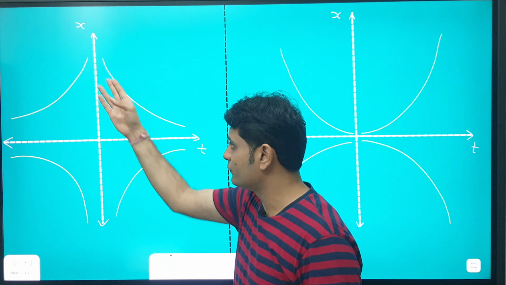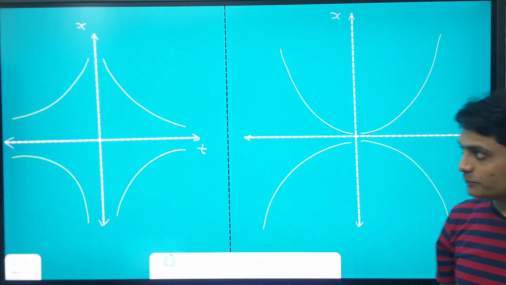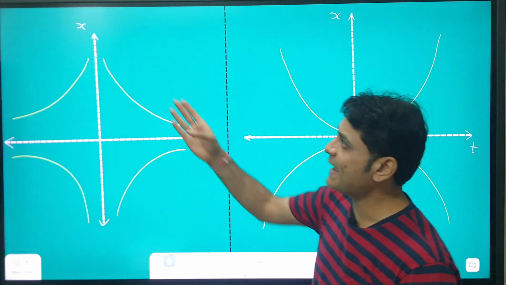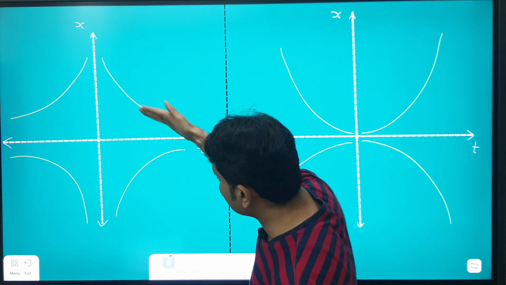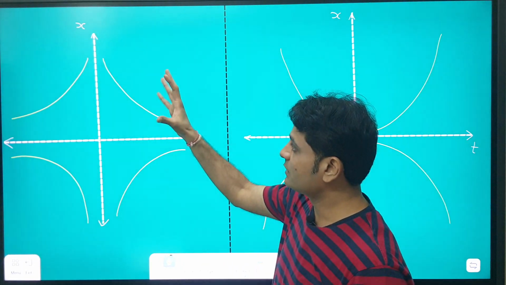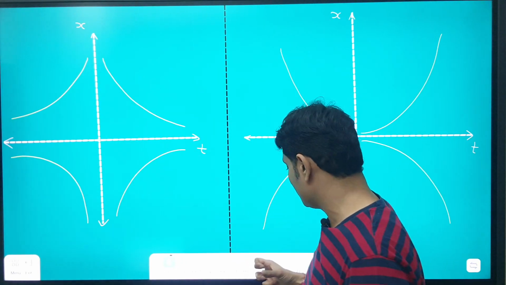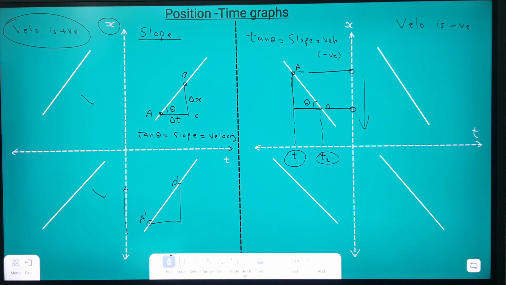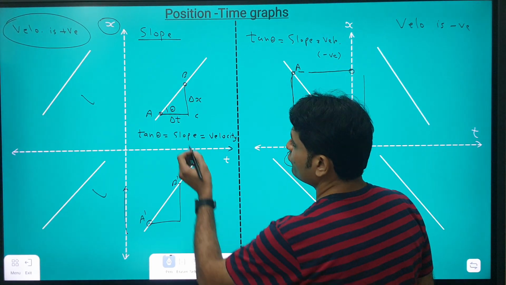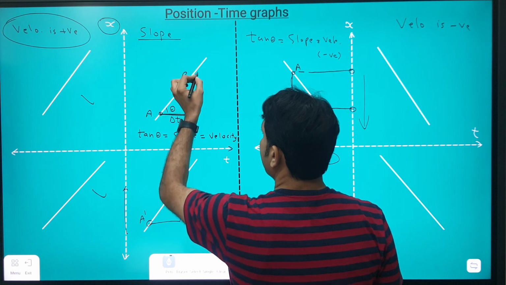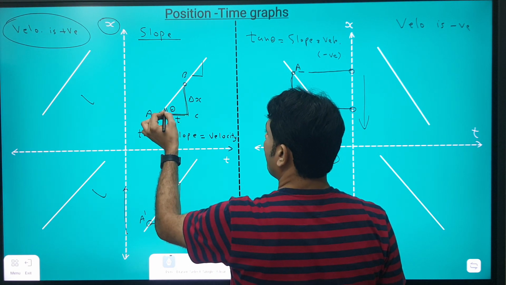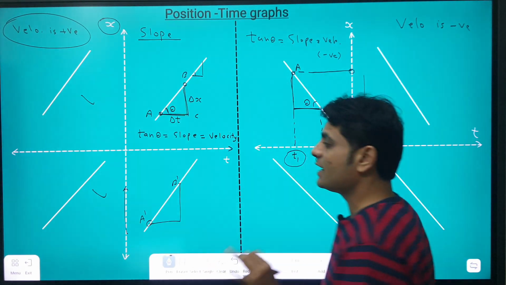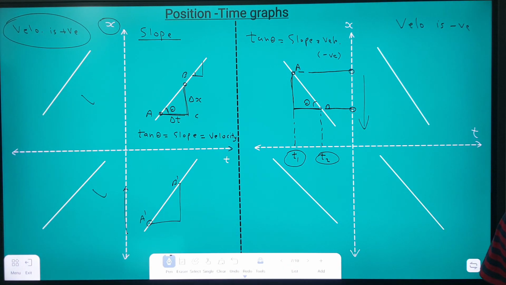This is very confusing, but I will make it easy for you. If the graph of x versus t is like this, it means that the velocity is not constant. See, in this case the velocity was constant. How is it constant? Because if you find the slope at this point or at this point, for all these points the angle theta remains the same. Theta is not changing.